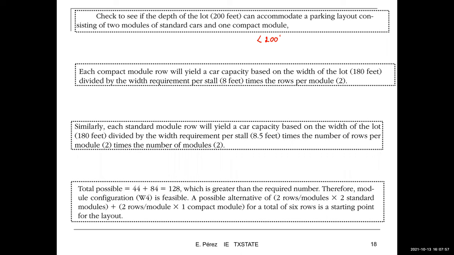So 2 times 66 feet plus 1 time 57 feet and 2 inches is gonna be equal to 189 feet and 2 inches, which is less than 200. Okay, so we know that we can fit those three modules in the space because the summation of the width is less than 200.